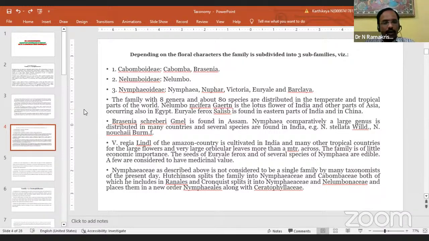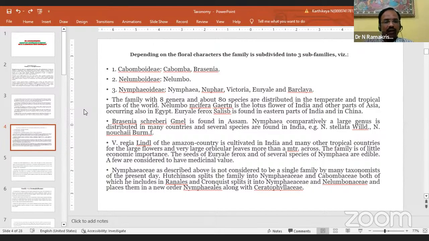So this is a comparative account of the treatment of these families, and these are all the orders: Tubiflorae, Helobiae, and Poales. All three sections look like tubular structures. That's why we call this Tubiflorae. Systematic position and phylogeny were discussed in the light of recent information derived from all sources, that is chemical, molecular, and phylogenetic.